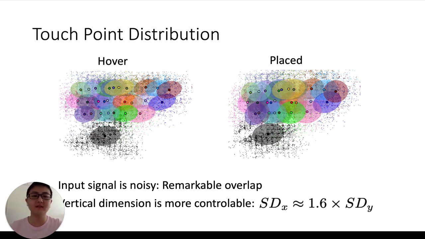By analyzing the touch points, we found some very interesting results. We can see from the point distribution that in both modes, the input signal is very noisy. Touch points of different keys overlapped. Comparatively, SDX is 1.6 times SDY, which means that the vertical dimension is more controllable for the users. Users can distinguish different rows more easily. SDX and SDY are smaller in placed mode because the typing posture is more stable.